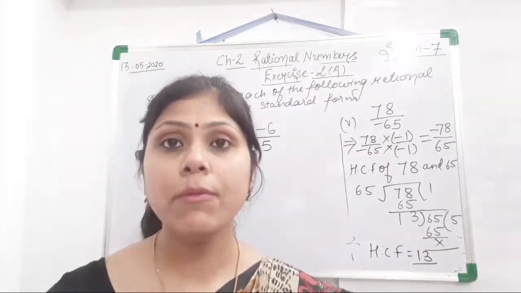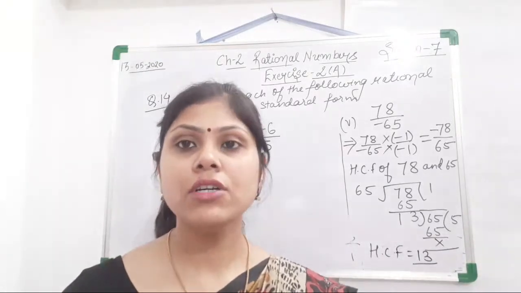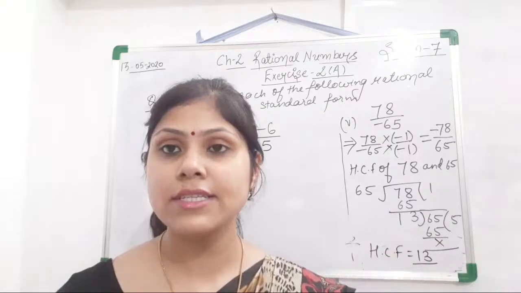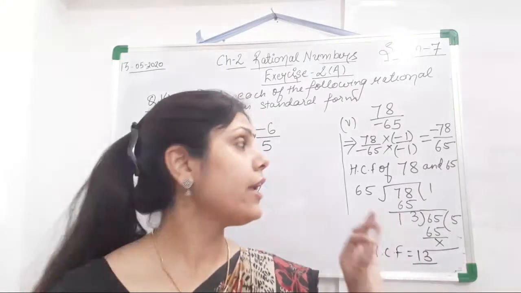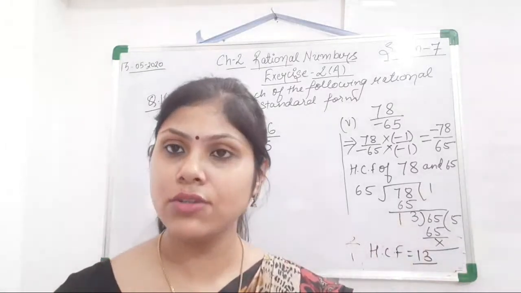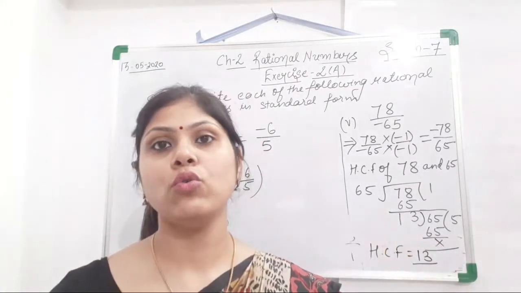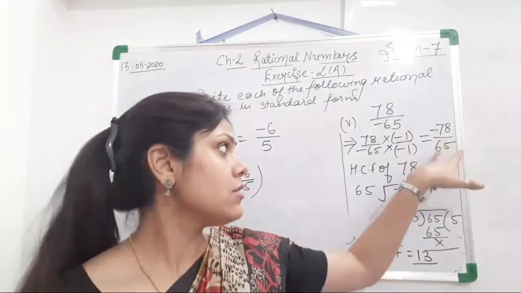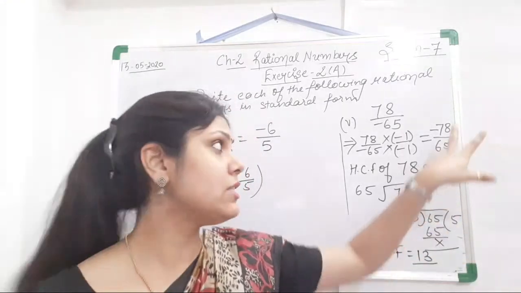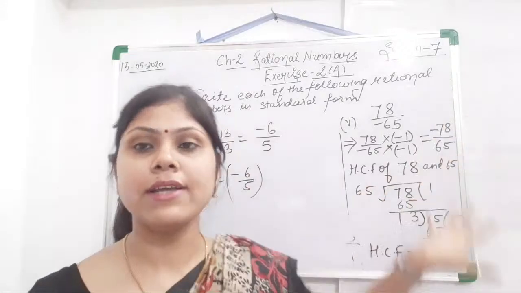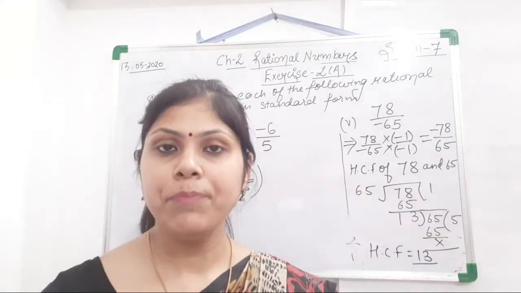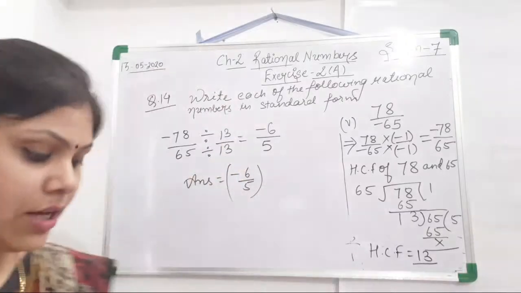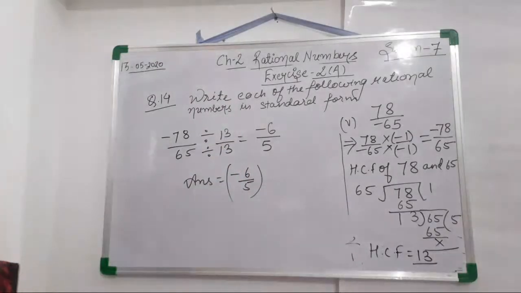But if the denominator is negative, first you will make it a positive denominator by multiplying by minus 1 in the numerator as well as the denominator. Then you will take out the HCF and divide this number by the HCF, and you will get the required solution. Is it okay? Now let us come to the next question, the 15th one.